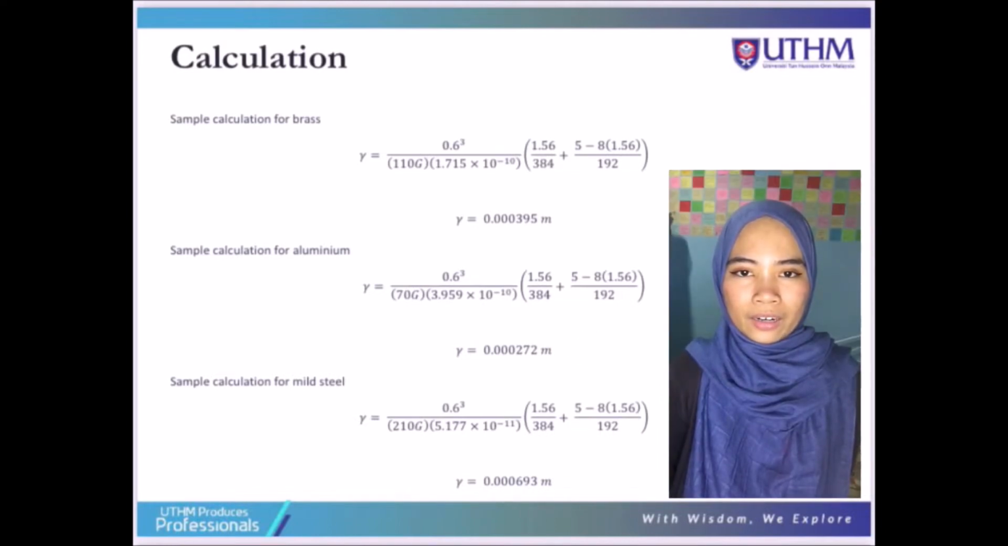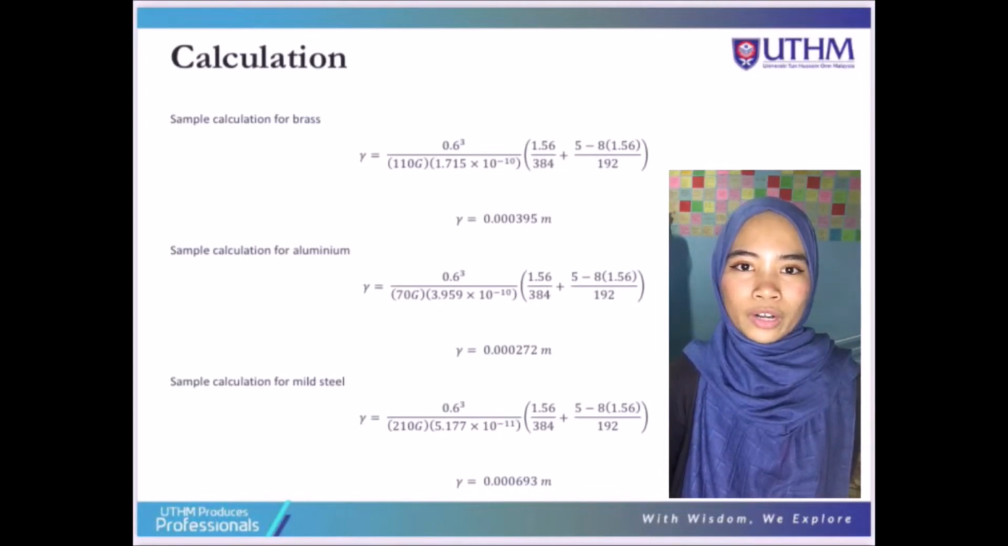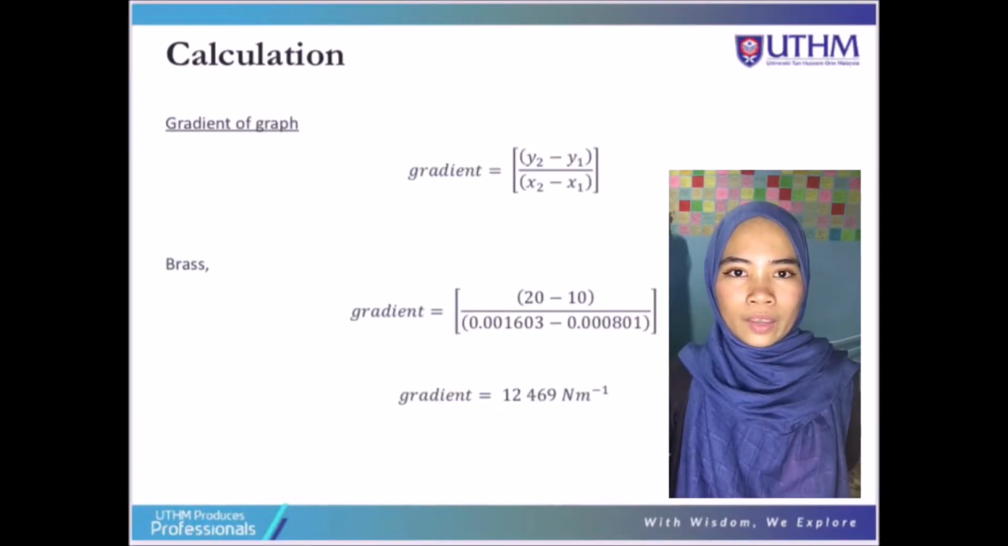Lastly, for the sample calculation of deflection for mild steel when the load is equal to 5 Newton, we also get the value for W2 equal to 1.56 Newton. Then we enter the value into the deflection formula. We get the deflection value equal to 0.000693 meter.